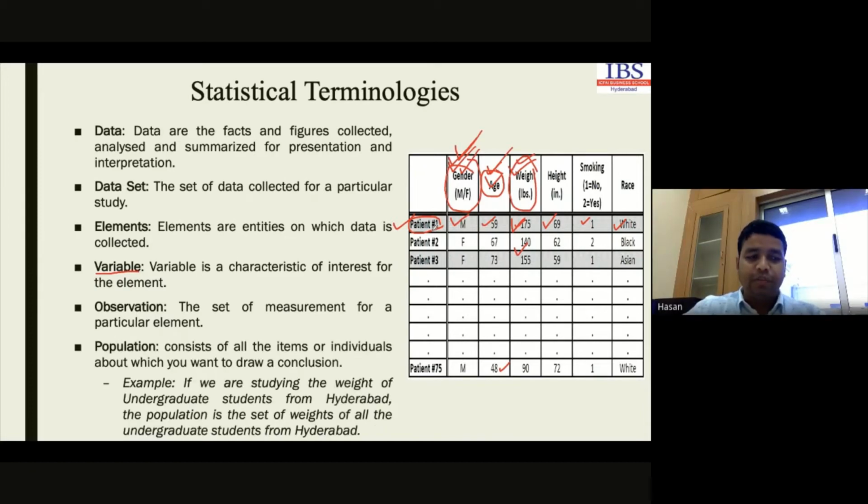Next one is population. What is the population? Population is the set of our interest. If we consider these patients as our interest, then all 75 patients are our population. If we consider the population of our BBA batch and there are 70 students, the population for the BBA batch is 70. The total number of entities in this particular set is the population.